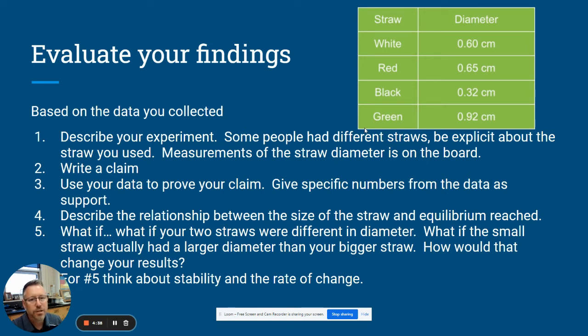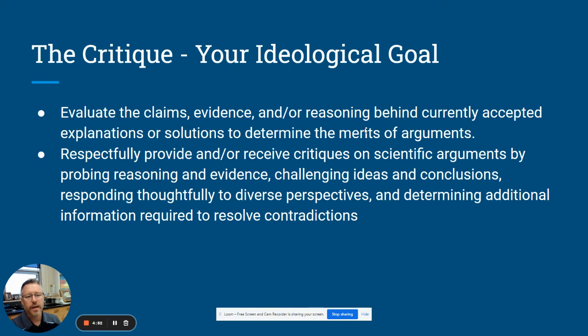Would it get there faster? Would there be more fluid in the container that has the green straw, or would there be less fluid in the graduated cylinder that had the green straw? If, let's say, for example, you had the green straw, right? Okay, so let's finish this guy up.